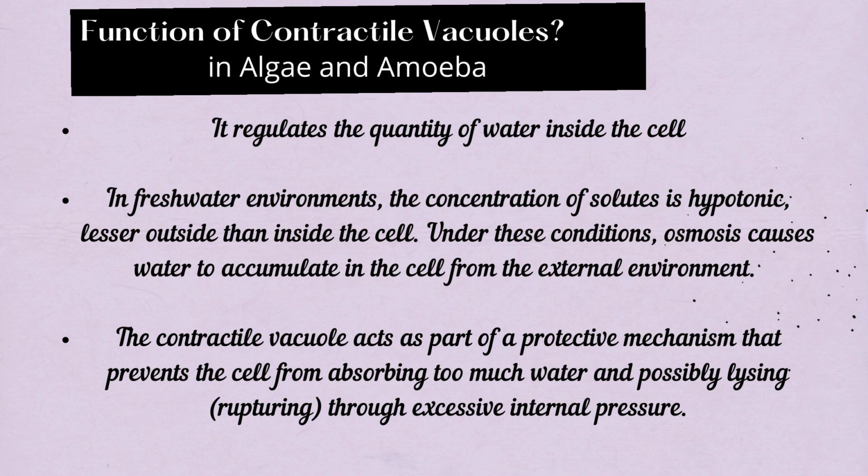Now, if we look at the freshwater environment, it will contain comparatively less salt than any marine environment. In this condition, the organism's cell will contain more solute concentration than the external environment. Thus, we can say that the external environment is hypotonic. Now, under this condition, due to osmosis, water will tend to accumulate in the cell from the external environment, and here comes the role of the contractile vacuole, which acts as a protective mechanism that prevents the cell from absorbing too much water and possibly lysing or rupturing through excessive internal pressure.